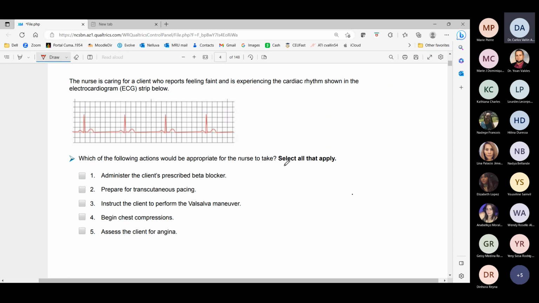So it is a select-all-that-apply question, and they are asking for the appropriate intervention. Do you administer a beta blocker to this client? No. No. No. Unless you hate the client, and you should not be doing that even if you hate the client. So please, no. But it is possible to place a pacemaker through the skin. Have you heard of that?